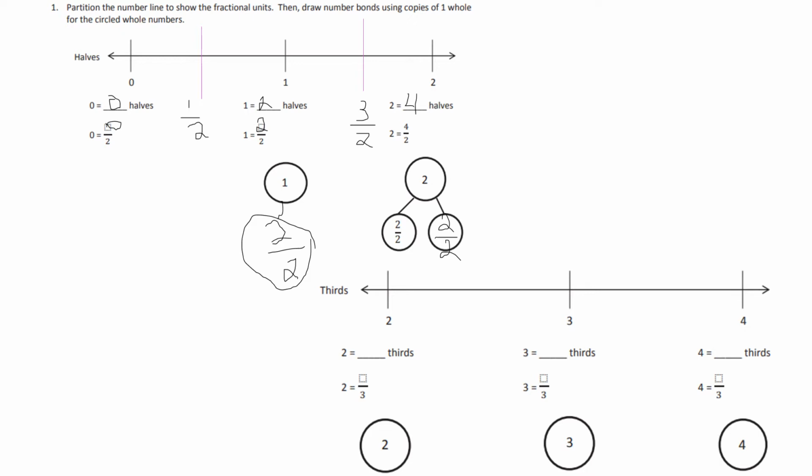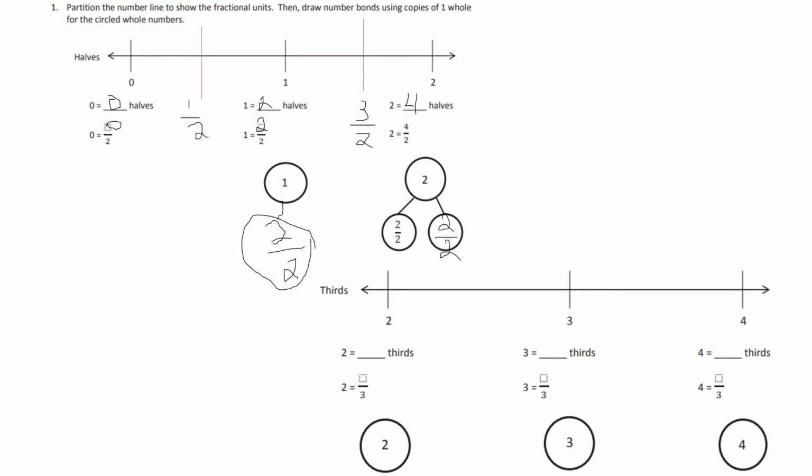And you can see 0 equals 0 halves, so 0 equals 0 over 2. Then we have 1 equals 2 halves, so 1 equals 2 over 2, or 2 halves. And then finally 2 equals 4 halves, so 2 equals 4 halves.